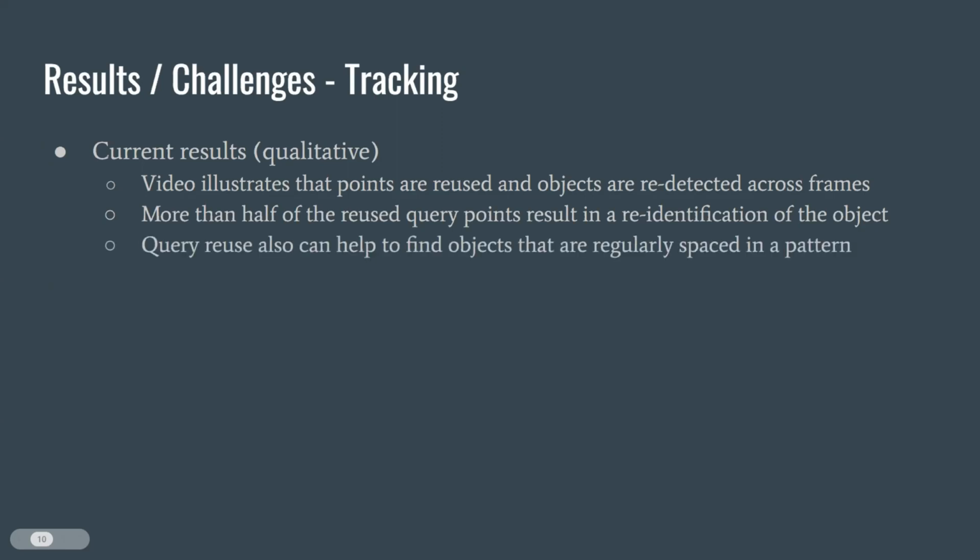And we found also, like I said, that query reuse can also help to find objects that are spaced out regularly in a pattern in the same area of the point cloud. Some of the challenges that we faced were that we couldn't get metrics on tracking because the dataset that we were using heavily, KITTI, only provides tracking labels for 2D images. So it's just video tracking.